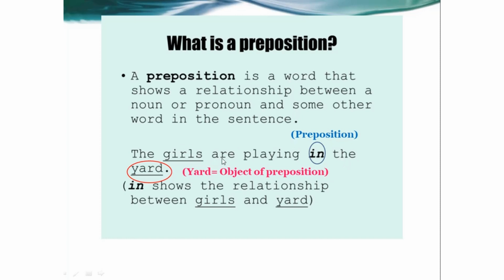Also this in shows a connection between this noun and that noun. It is basically connecting both nouns together and it shows the relationship between girls and the yard. What is the relationship? The relationship is girls are in the yard and playing. Okay, so that is how we find out the object of our preposition. So that was a quick review from our lecture number 3.